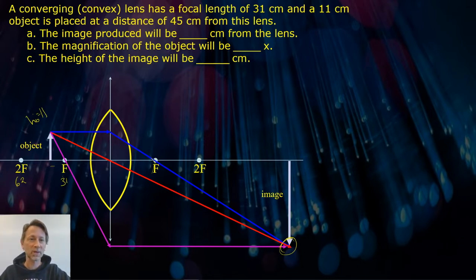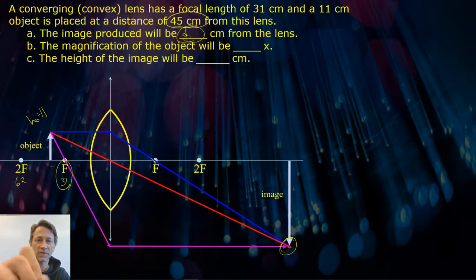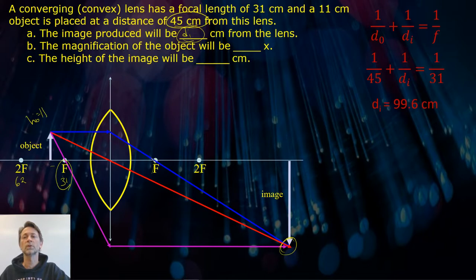So now let's do some math here. The image produced will be so many centimeters from the lens. So in this case, we're looking for DI. What's the image distance? Since I know my F, and I know my DO, isn't that going to be this 45 centimeters here? So I'm going to use 1 over di plus 1 over do equals 1 over f. So I put in the 45 for my do, put in the 31 for my f.